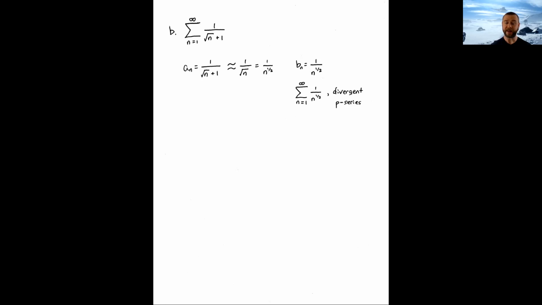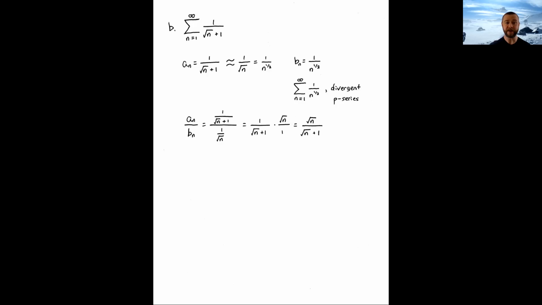All right, now if we get a limit here that is non-zero, this would say both infinite series then have to diverge by the limit comparison test. We need to calculate that limit of a sub n divided by b sub n. Same thing as we saw in the previous example, 2a. We're dividing fractions, so you can multiply by the reciprocal, and you get this expression: square root of n divided by square root of n plus 1.